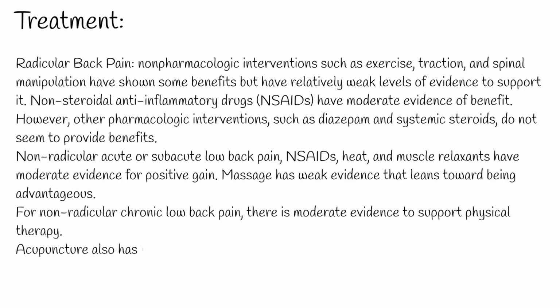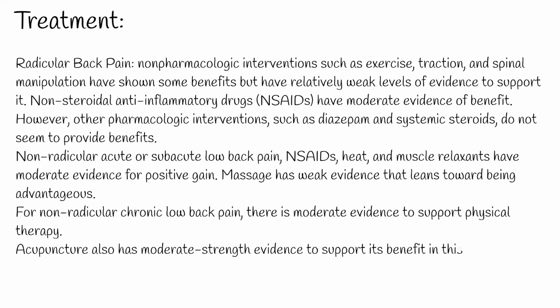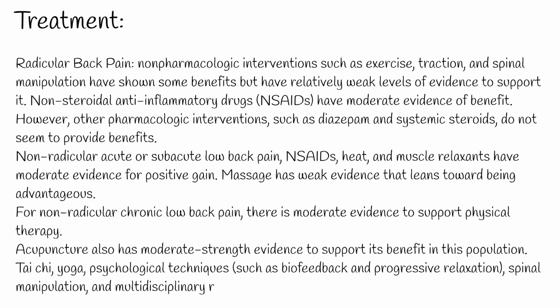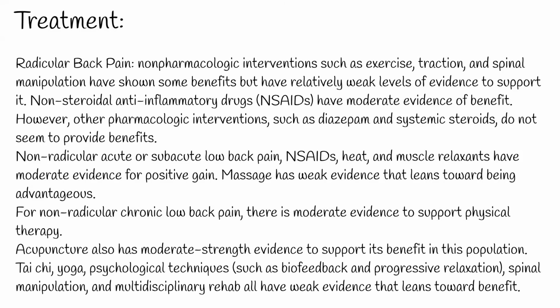For non-radicular acute or subacute low back pain, NSAIDs, heat, and muscle relaxants have moderate evidence for positive gain. Massage has weak evidence that leans toward being advantageous. For non-radicular chronic low back pain, there is moderate evidence to support physical therapy. Acupuncture also has moderate strength evidence to support its benefit in this population. Tai Chi, yoga, psychological techniques such as biofeedback and progressive relaxation, spinal manipulation, and multidisciplinary rehab all have weak evidence that leans toward benefit.